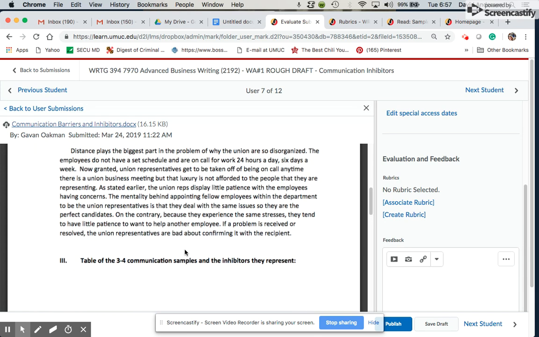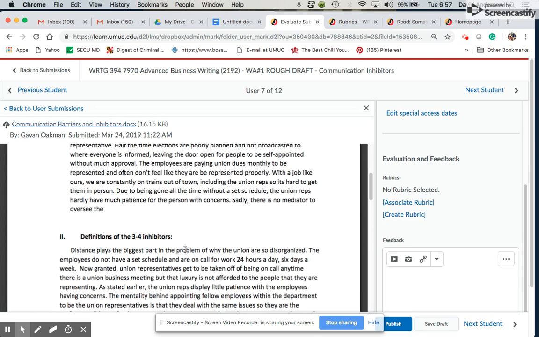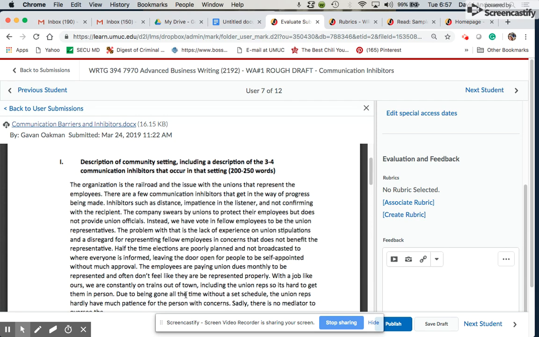So what I need you to do is look at that format and make certain that in each of these sections you're providing the appropriate information.